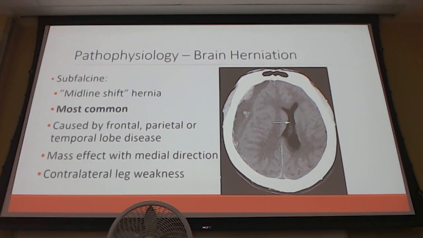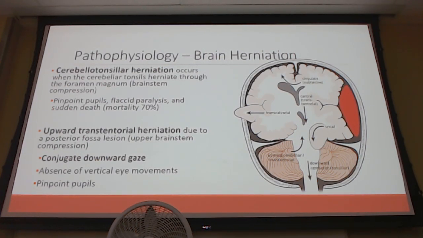And then we have our subfalcine, which is the most common, and this is going to be our midline shift. Does everybody agree that doesn't look like the normal area in the brain? So we have a large shift occurring there. This can be from multiple different types of lesions, but some sort of mass effect pushes it in a medial direction, and then we can get contralateral leg weakness. I can't talk. And then we have our cerebellotonsillar herniation.